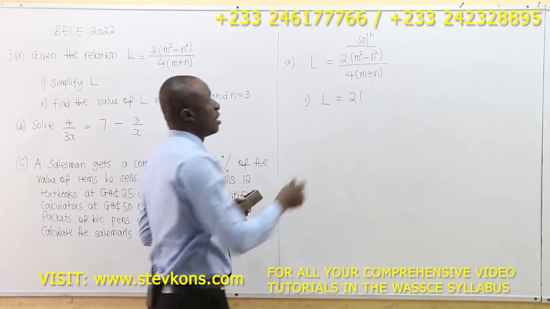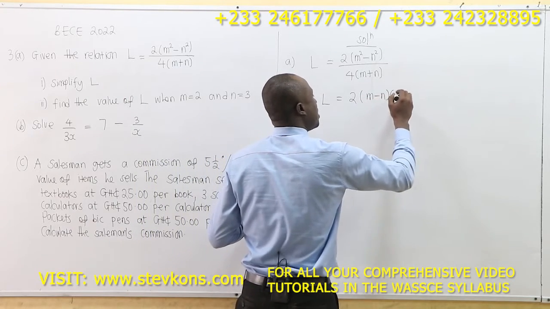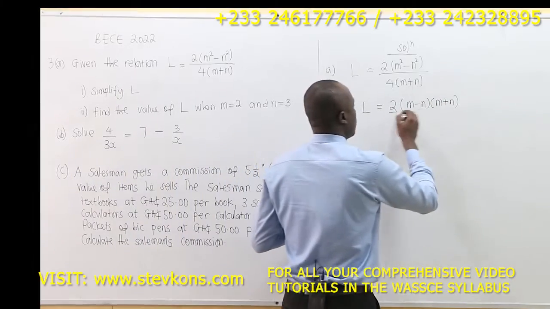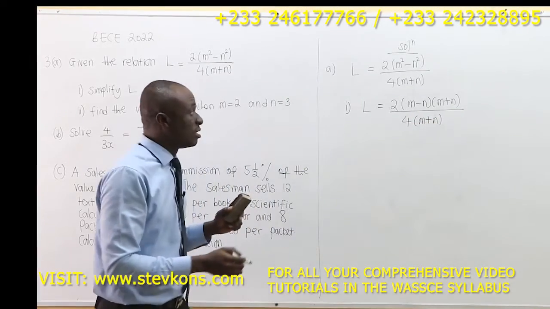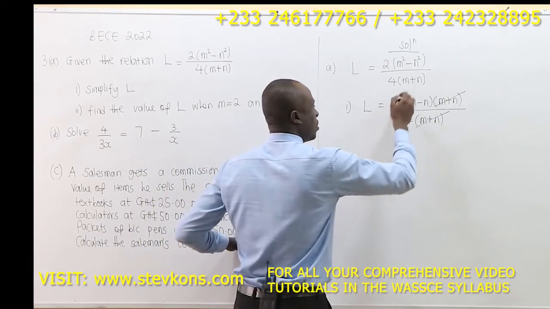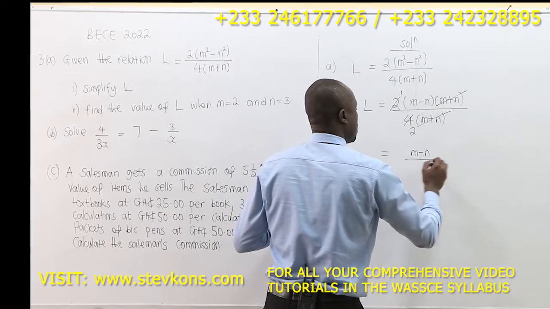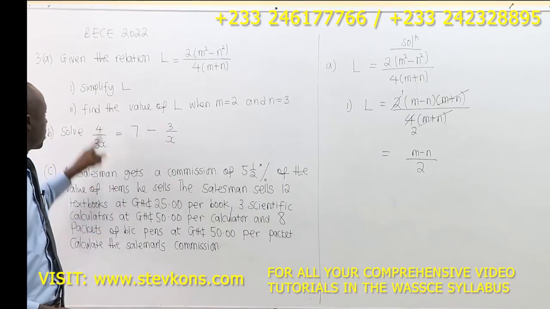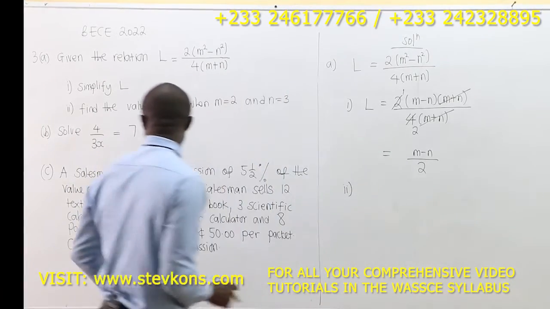Hence, m squared minus n squared, this is the same as m minus n, m plus n, difference of 2 squares. All over, we have 4m plus n. Now, m plus n cancelling out m plus n. Now, 2 going to 2, 1, 2 going to 4, 2 times. So we have m minus n out of 2. M minus n out of 2. Now, that's the first part. Simplify L. So that's what we've simplified. There's nothing for us to do. Let's see the second one.